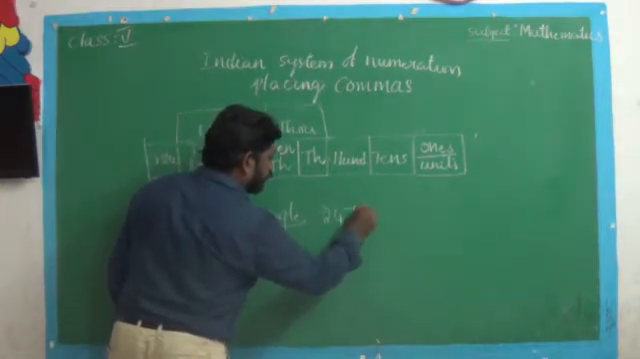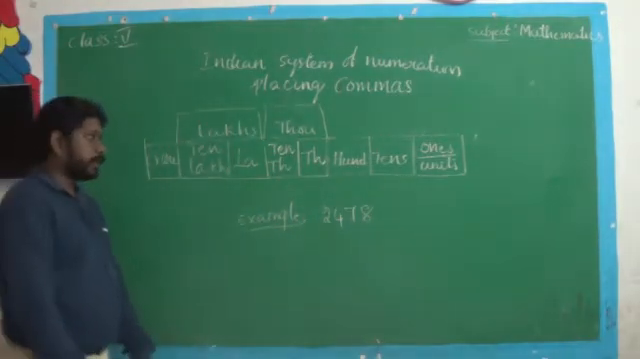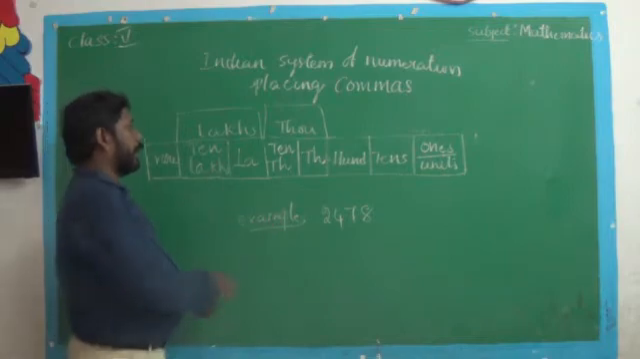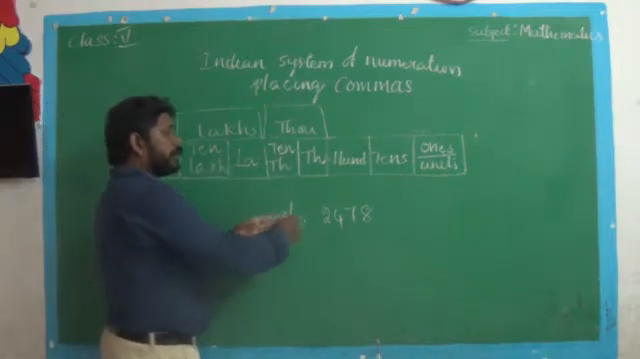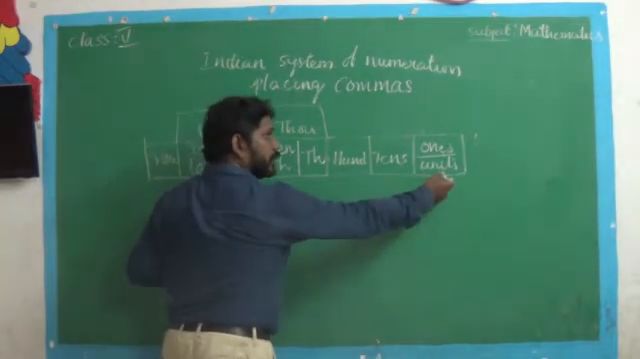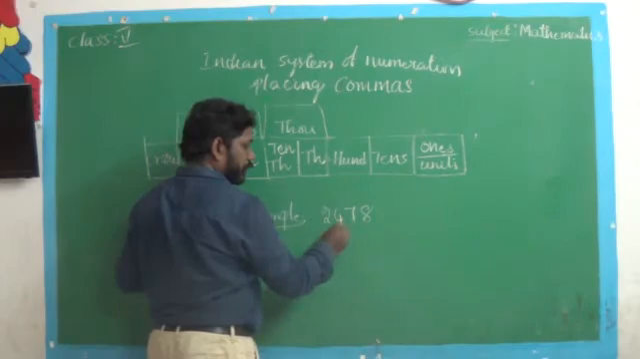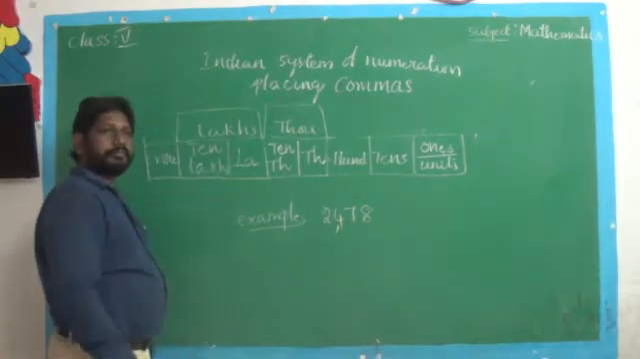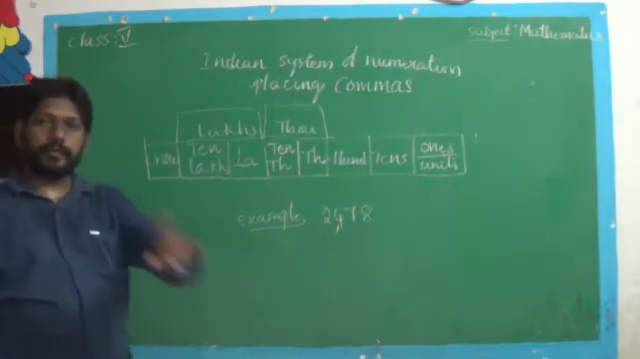2, 4, 7, 8. As I discussed earlier, the number should be divided by grouping the first three digits backward: ones, tens, hundreds. Then after that, 1000 is only one place.